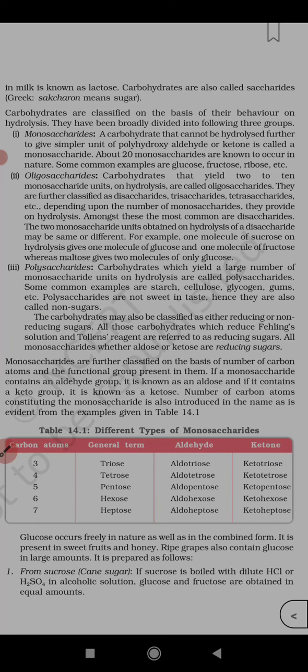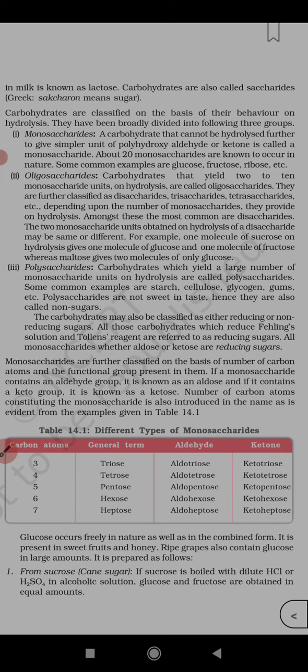About 20 monosaccharides are known to occur in nature. Some common examples are glucose, fructose, ribose, etc. So they cannot be hydrolyzed into a simpler unit of polyhydroxyaldehyde or ketone. Already they are simpler, so how can they become more simple? So it is called a monosaccharide.